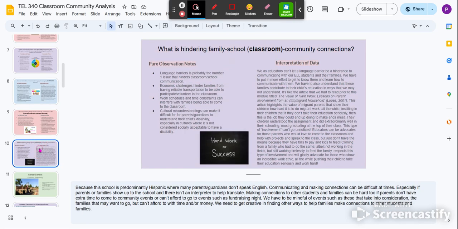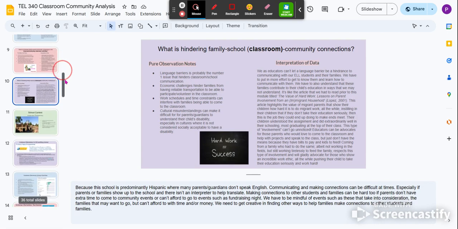Because the school is predominantly Hispanic, where many parents and guardians don't speak English, communicating and making connections can be difficult at times, especially if parents or families show up to the school and there isn't an interpreter to help translate. Making connections to other students and families can be hard too if parents don't have extra time to come to community events or can't afford to go to events such as fundraising night. We have to be more mindful of events such as these that take into consideration the families that may want to go but can't afford to, with time or with money. We need to get creative in finding other ways to help families make connections to students and families.